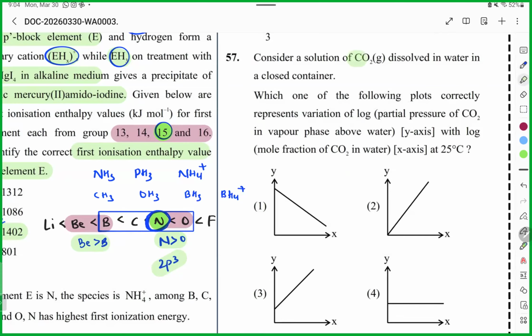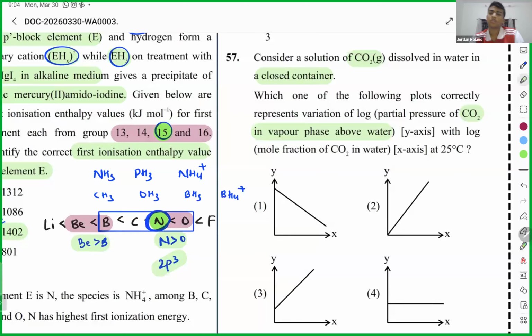Consider a solution of CO2 dissolved in water in a closed container. Which of the following plots correctly represents the log of the partial pressure of CO2 in the vapor phase above the water versus the log of the mole fraction? So between option 2 and 3, I think it will be the answer.